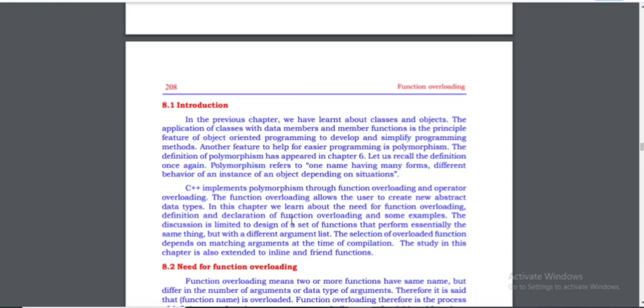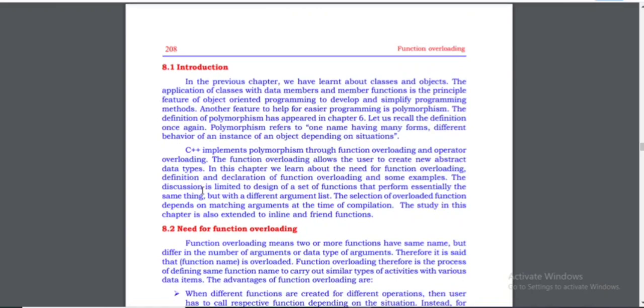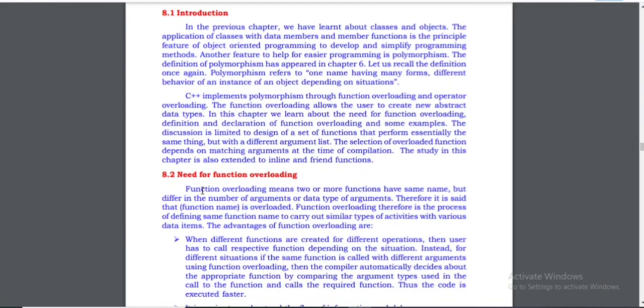How can this polymorphism be implemented? It can be implemented through function overloading and operator overloading. To implement polymorphism we use the function overloading concept and the operator overloading concept. Why is function overloading necessary? Function overloading allows the user to create new abstract data types. We'll see the need of function overloading.